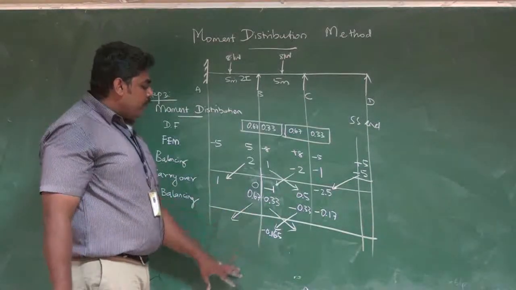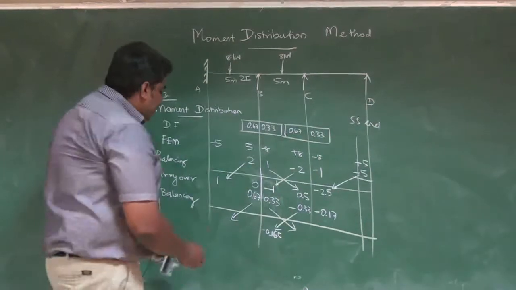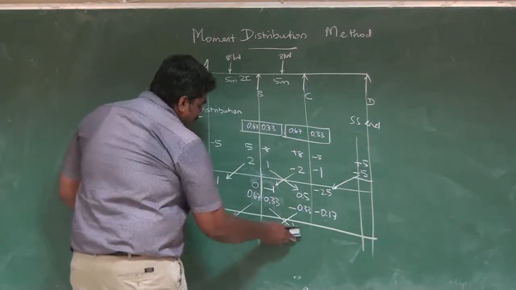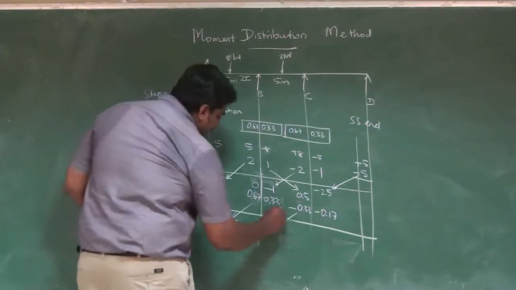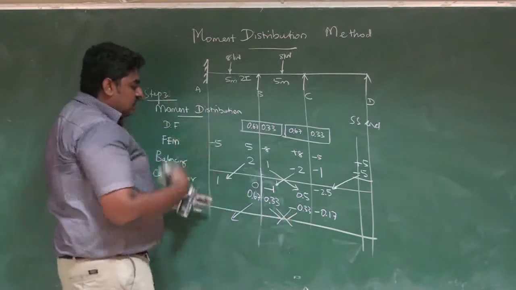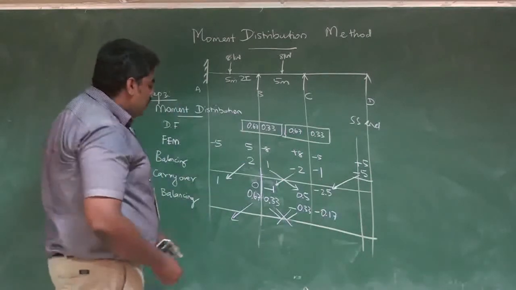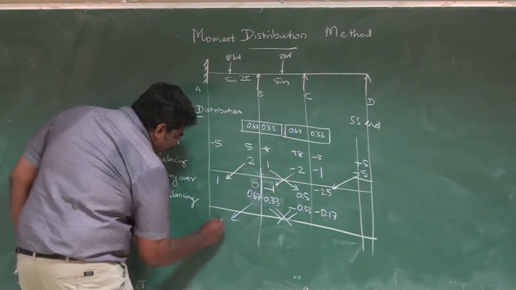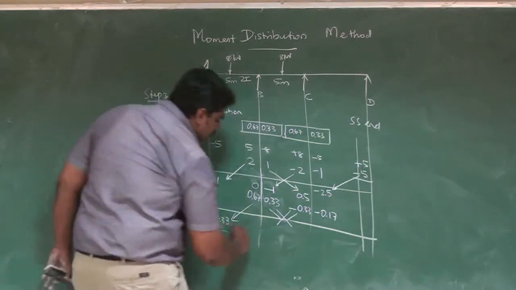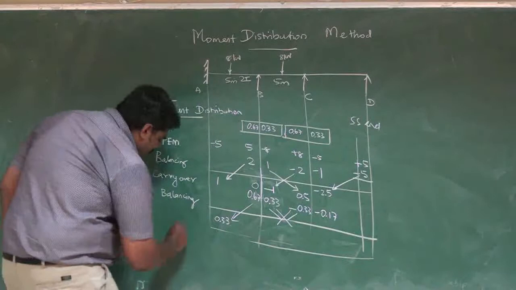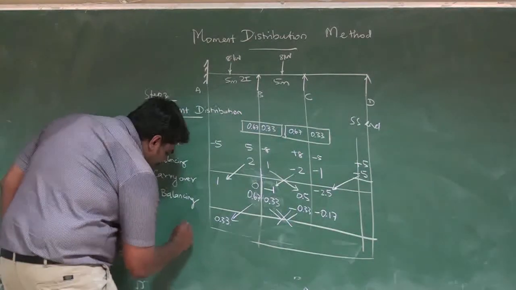So this has to be repeated again and again, and the final thing you have to do is carry over to the fixed ends. Only this carry over will be done, here the carry over will not be done. The last step in the table: this carry over 0.33 will be done alone, and we have to stop with the calculation.